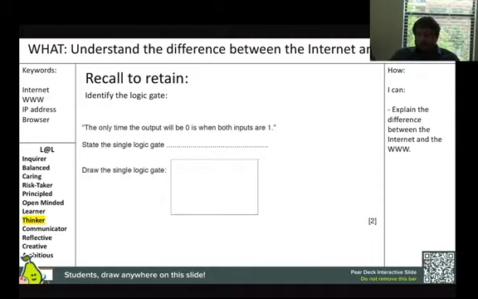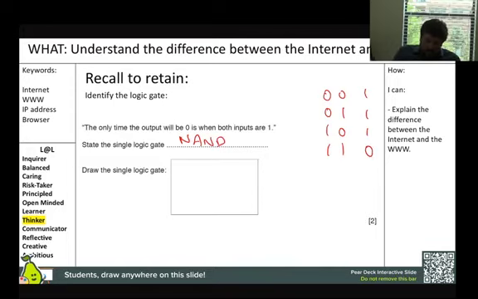In this question, the only time the output will be 0 is when both inputs are 1. So again, if we create the truth table for that, it says the only time the output will be 0 is when both inputs are 1. So that'll be 1 1 1 0, and that's the opposite of an AND gate. So what we need to draw here is a NAND gate. The opposite of an AND gate is a NAND gate.